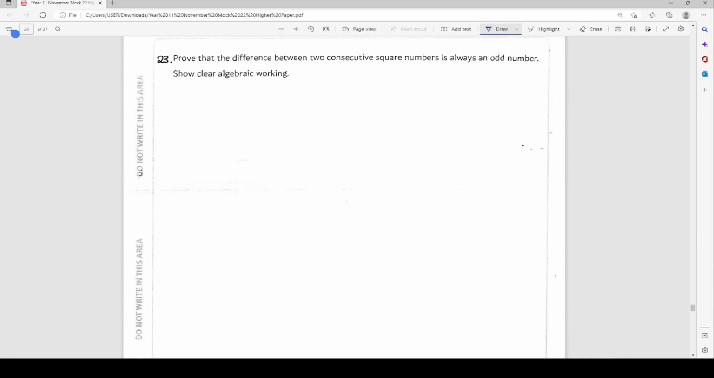Alright, this is a mathematical proof, and I just love these kinds of questions. So prove that the difference between two consecutive square numbers is always an odd number. If I have to write consecutive numbers, if the first number is n, the second number is going to be n plus 1, and they have said that I need to square them and find their difference. So let's square them.